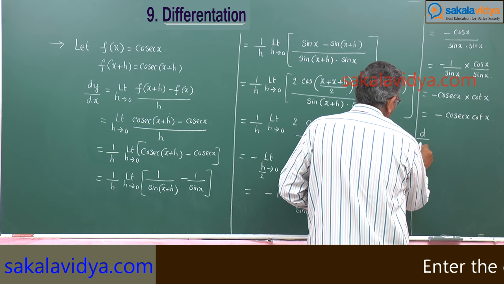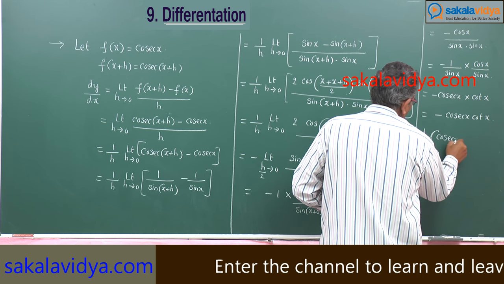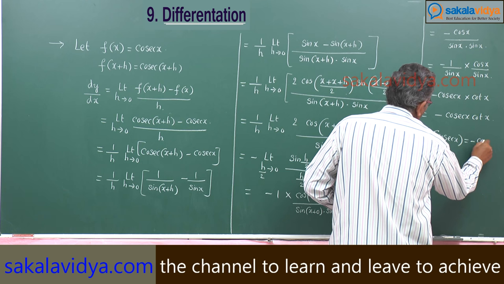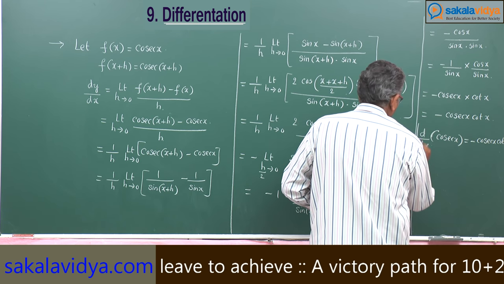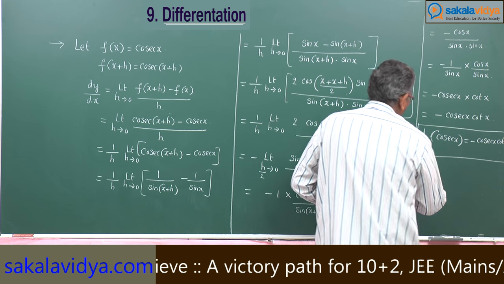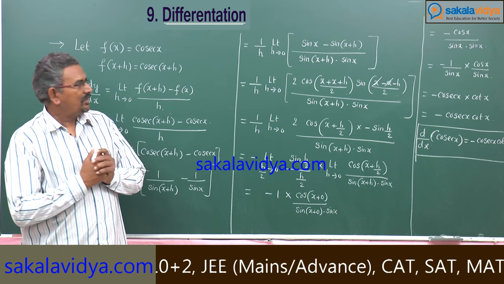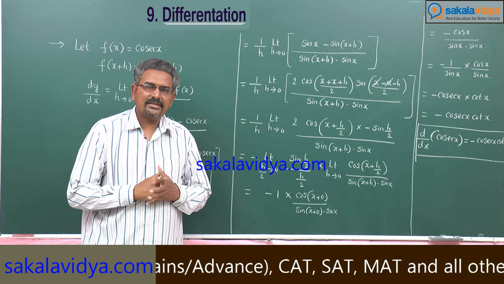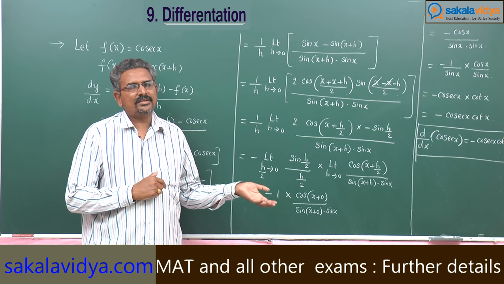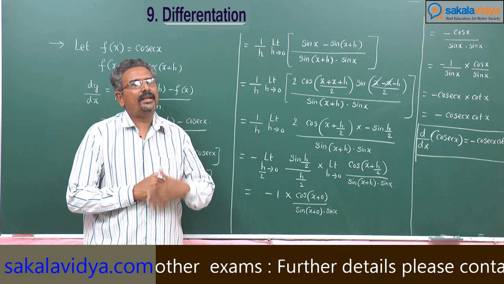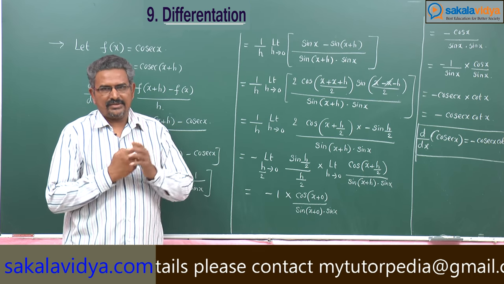Therefore, d by dx of cosecant x is minus cosecant x cot x. Differential coefficient of cosecant x is minus cosecant x cot x. See, so far we have discussed differential coefficients of the various functions, that means algebraic functions and exponential functions and trigonometric functions. So, let me revise once again.